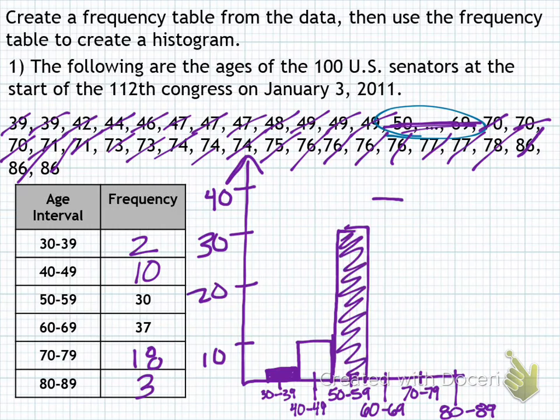From 60 to 69, there's 37. And in their 70s, there's 18. And in their 80s, there's 3.